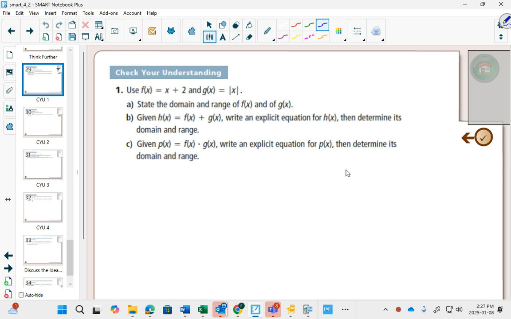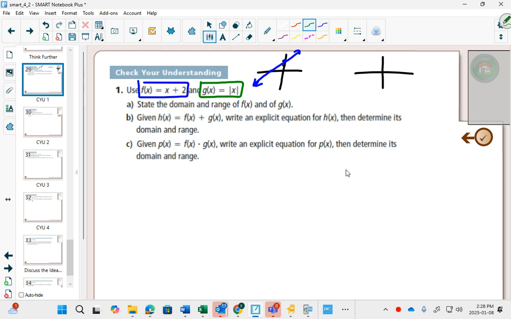I am going to color code f of x in blue and g of x in green. And it asks us for the domain and range of them, so I'm going to just draw a quick sketch of the graphs because they're graphs that you already know. x plus 2 would have a y-intercept of 2 and a positive slope. It would look like this.